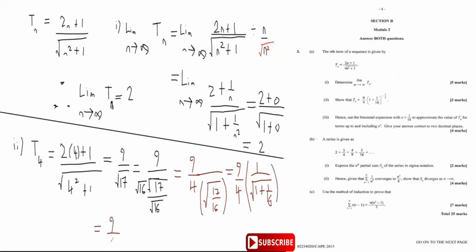And so what I'm getting is that T4 is going to be equal to 9 over 4 times, if I have it under the square root, that square root is to the half power. So it's 1 over 1 plus 1 over 16 to the half power. And 1 over this, I can rewrite as 9 over 4 times 1 plus 1 over 16 to the minus half.